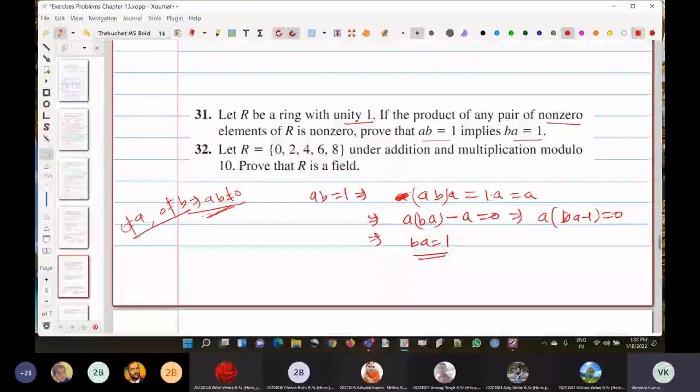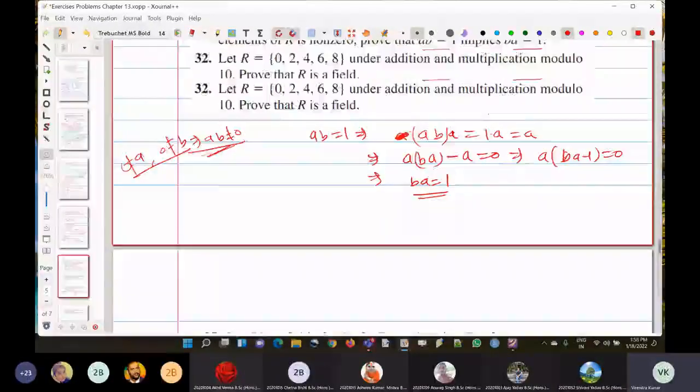Question 32: under multiplication and addition modulo 10, prove that R is a field. You can try it, 32nd question.